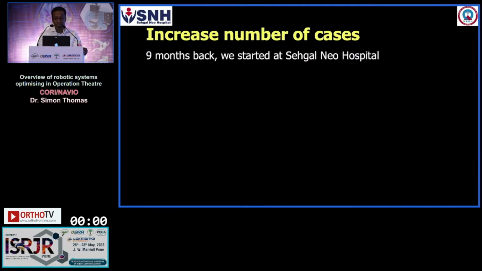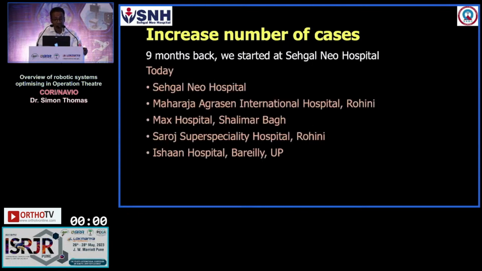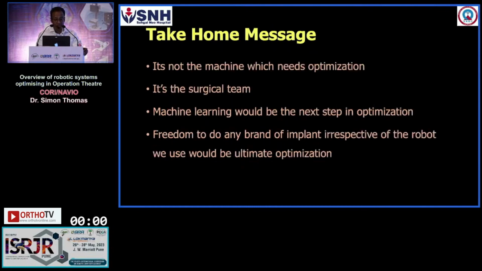Nine months back when we started, we were at one hospital. Now we offer robotic replacements at these centers, all with one single robot. The take-home message is: it is not the machine which has adapted, it is the surgical team, the doctor, which has adapted. Machine learning would be the next step in optimization. And the ultimate would be when we have the freedom to do any knee with any robot we have. Thank you, ladies and gentlemen, for your patient listening.